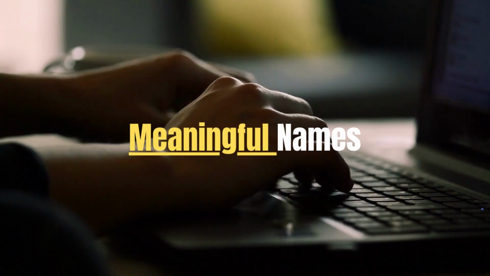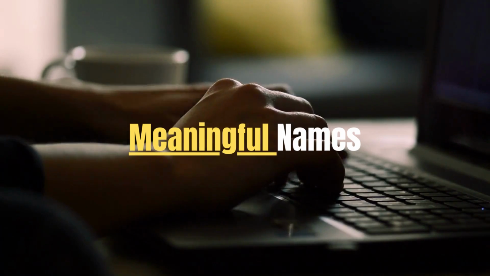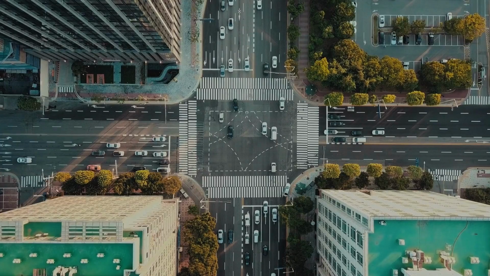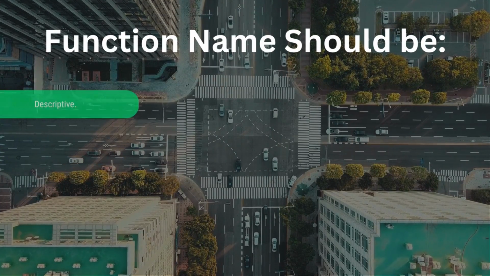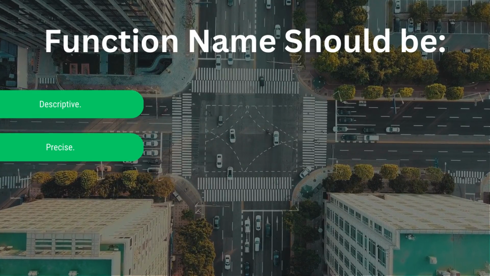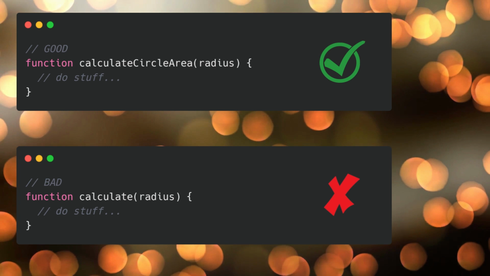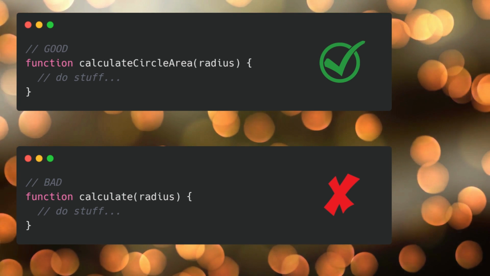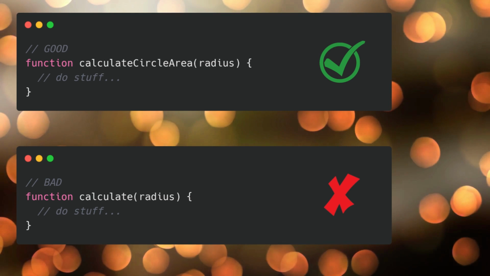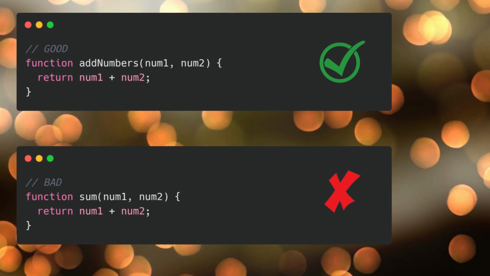Meaningful names. We went into great detail about names in a previous video. Nonetheless, discussing function naming is essential. The name of a function should describe what it does and be precise. A good name makes it easier to read and understand the code. For example, naming a function calculateCircleArea instead of calculate. The name of the function clearly states its purpose, and it's easy to understand what it does. Another example is naming a function addNumbers instead of naming it sum.